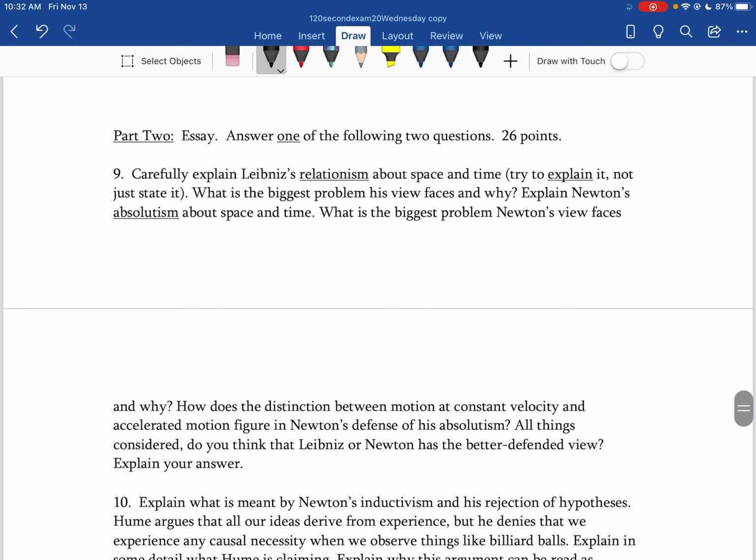All right, you needed to explain Leibniz's relationism about space and time, not just state it. I tried to make that really clear. So relationism says that space and time have the metaphysical status of relations or relationships, not of things. You may or may not have cousins, but cousinhood is not a thing. Likewise, space is not a thing for Leibniz.